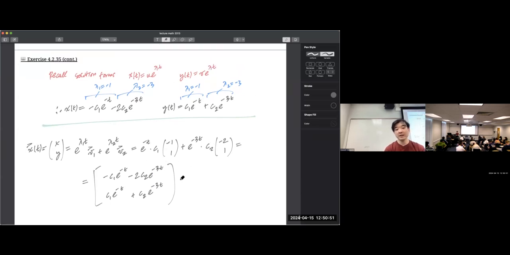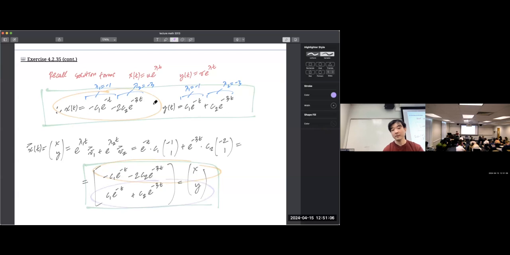And if you check, this is supposed to be your x and your y. It should be the same. So I'll just circle it. Does that look the same? Yeah. So some people like to write it in this form.